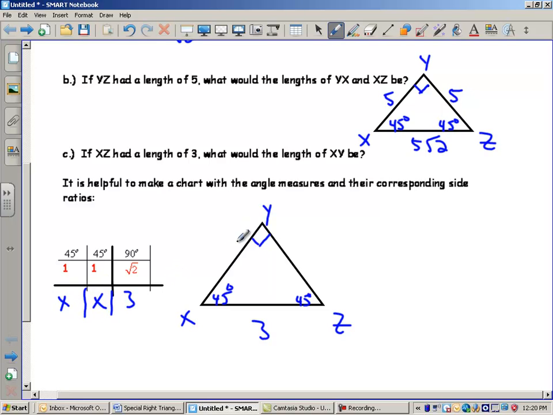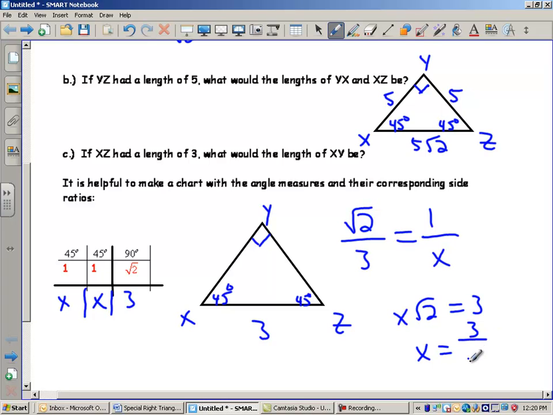And so what you can do is you can set up a proportion. We can say that we thought we were going to have a square root of 2, and it really turned out to be 3. We want to know what happens if the 45-degree side is a 1. What should our 45-degree side be? And so we can cross multiply to find this. So x square roots of 2 is equal to 3. So x equals 3 divided by the square root of 2. And I'm going to write that here.